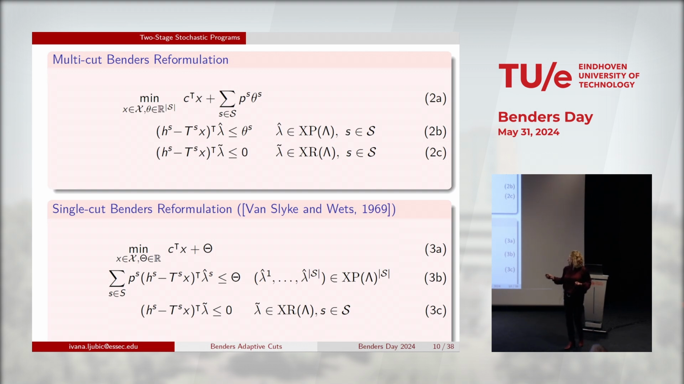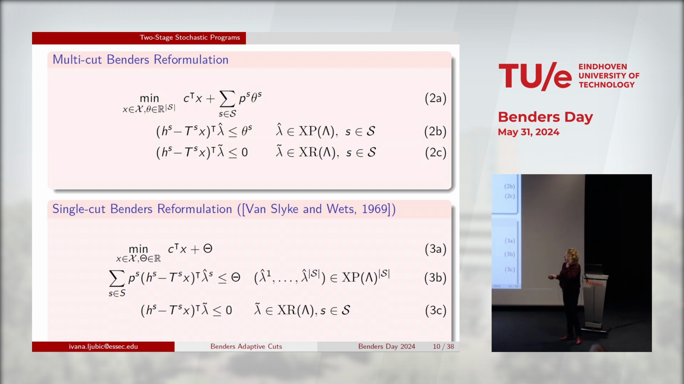Okay. And now we are actually getting into what I want to talk about today. So there are two ways how we could exploit these Benders cuts when we have to deal with many scenarios. And two standard approaches are what we call multicut Benders reformulation and single cut Benders reformulation. So what is the difference? As you can notice, when you compare these two, these are now MIPs because the variables x are still integer.